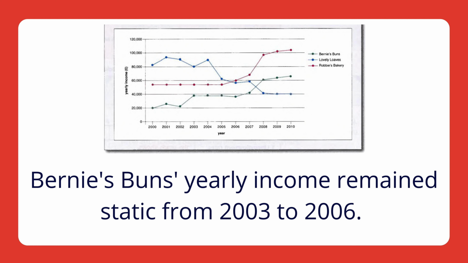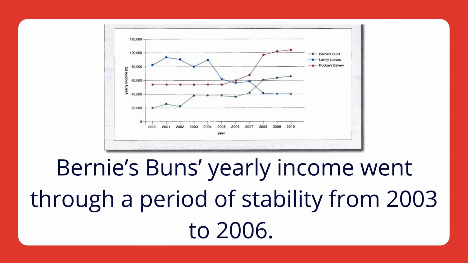And again, in some examples, Bernie's Buns' yearly income remained static from 2003 to 2006. Bernie's Buns' yearly income went through a period of stability from 2003 to 2006. So using words like these will improve your score, but that's not all. You now need to learn a structure, and this video here will help you with that. Learning a structure like this will help you organize your answer and get a better score overall on the IELTS Writing Task 1. So I'll see you there.